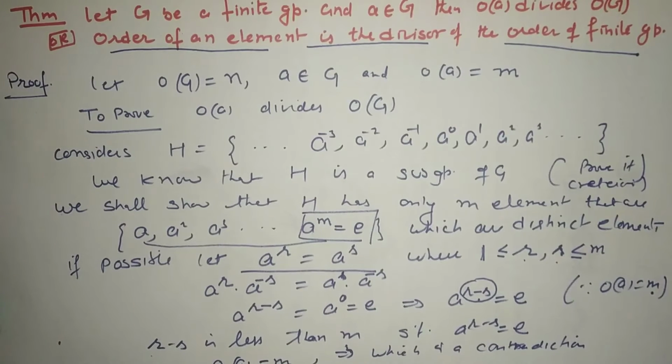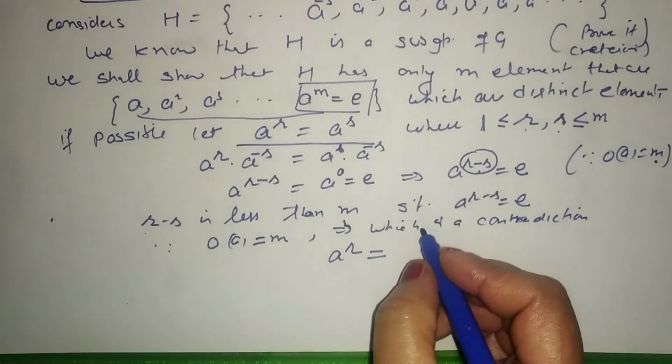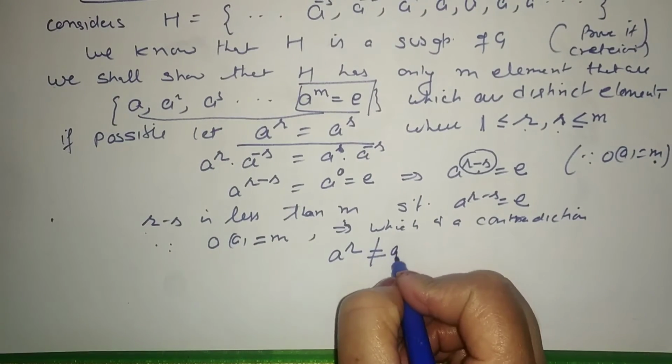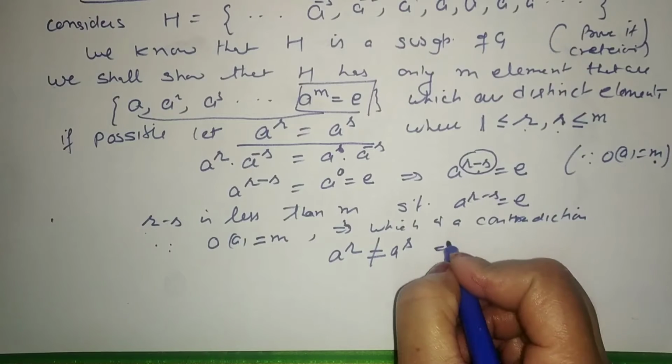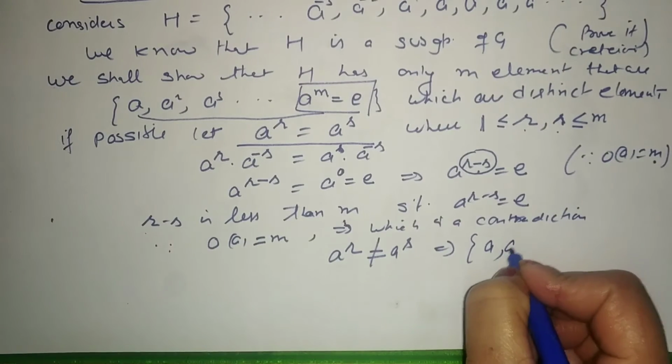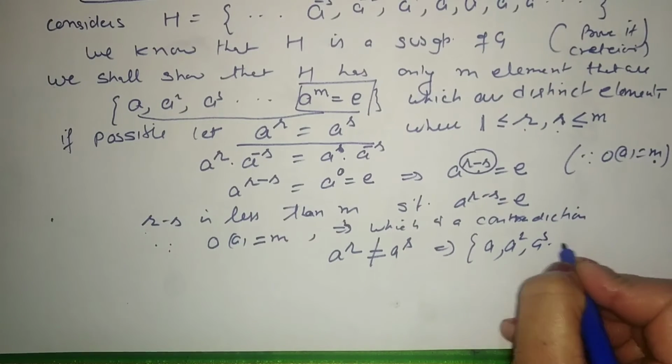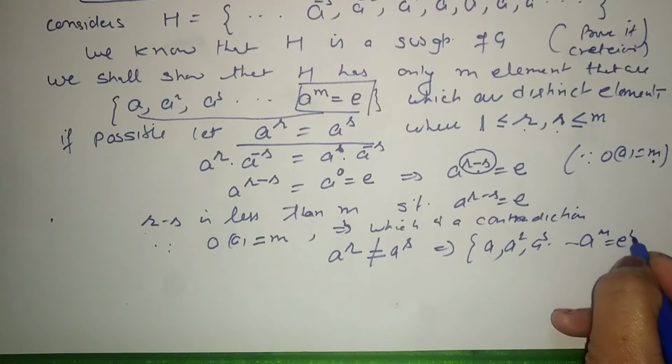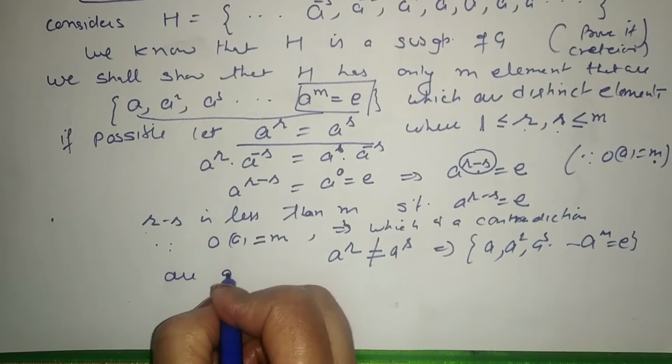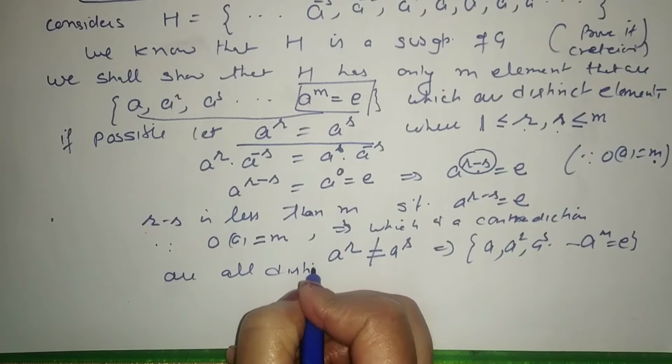It means A raised to power r is not equal to A raised to power s. It means these elements A, A square, A cube, up to A raised to power m is equal to identity, are all distinct.